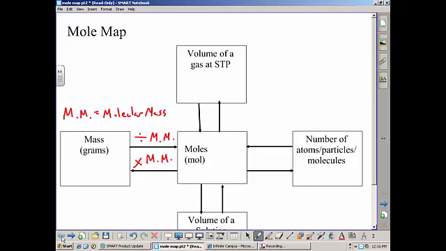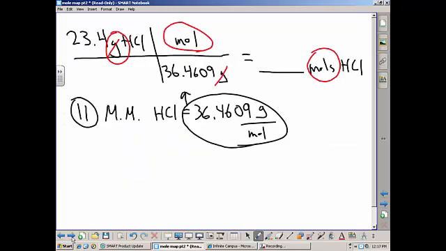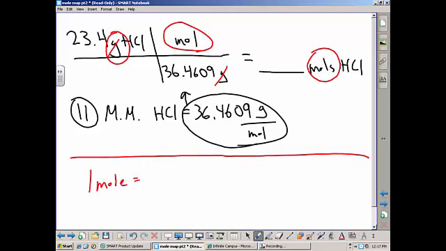All right, the next conversion that I'd like to look at is the right side of the mole map. Number of atoms, particles, or molecules. What number did we just drill into your head the past 2 days? 6.022 times 10 to the 23rd. That is the number of atoms, molecules, particles in 1 mole, yes? So our conversion factor that we're going to use over there is going to be 1 mole equals 6.022 times 10 to the 23rd atoms, molecules, particles, whatever the appropriate unit is for the given problem.